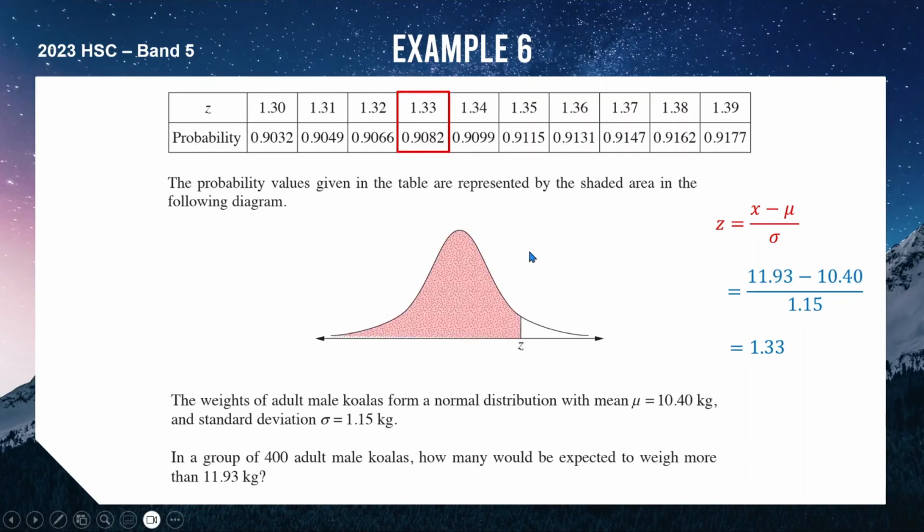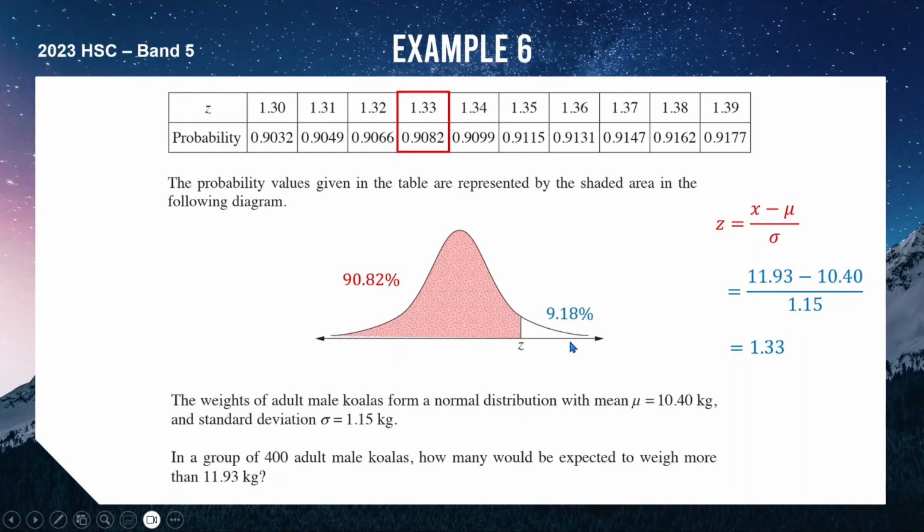Now that's really useful because if there's 90.82% down here, this question is asking us to find how many are going to be more than 11.93. So I want to find the percentage that's above this z-score of 1.33. So that's nice and easy. I'll just take that 90.82% away from 100%, giving me a remaining 9.18% up here.